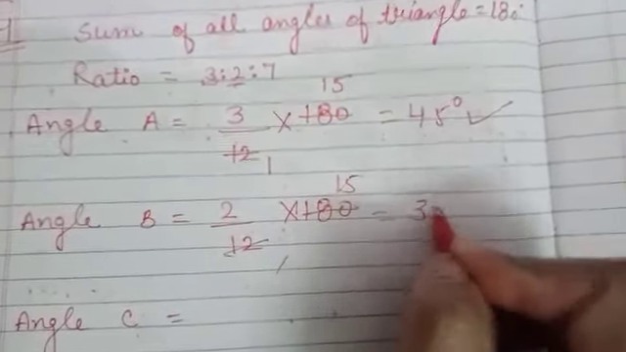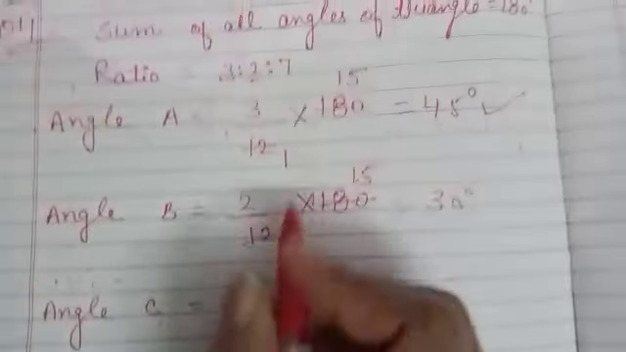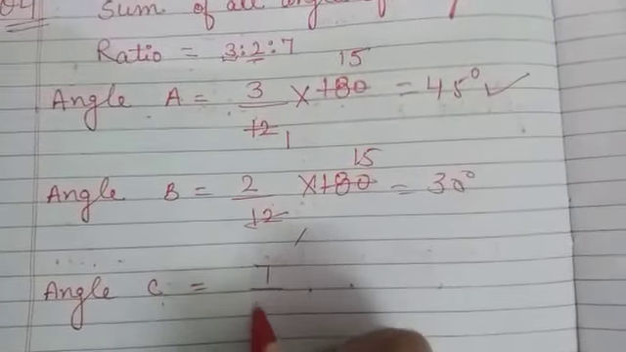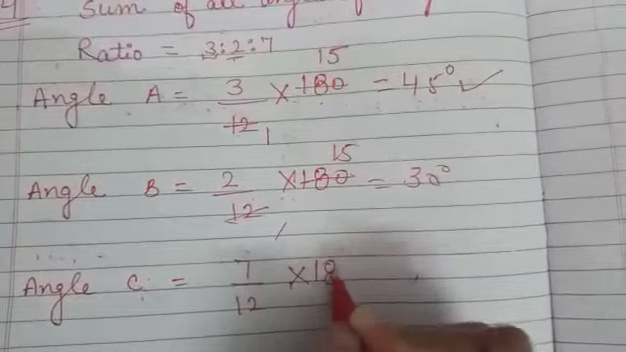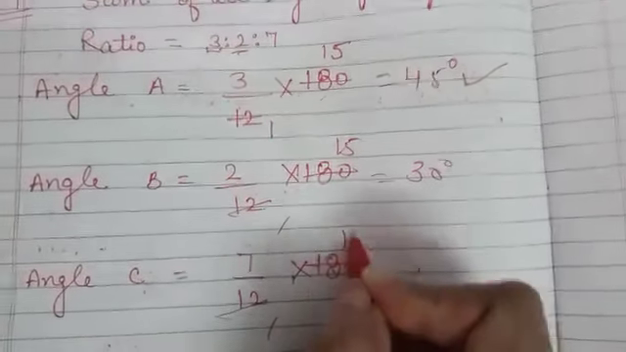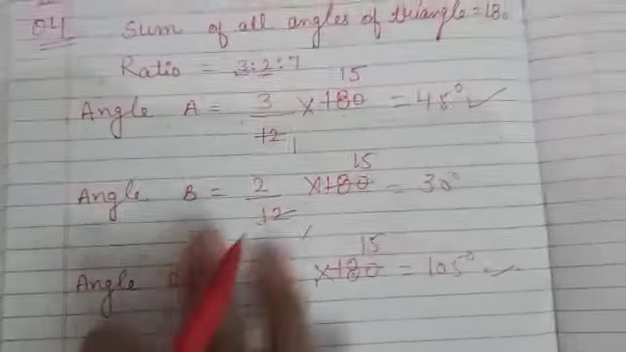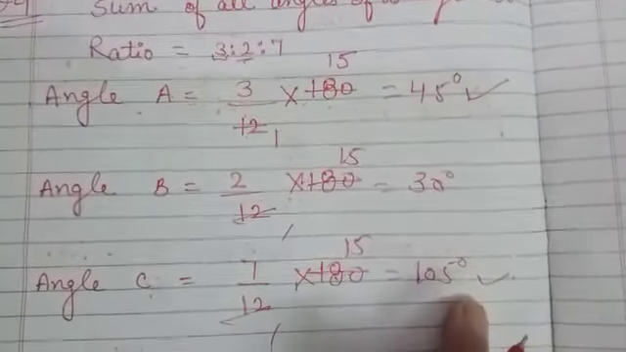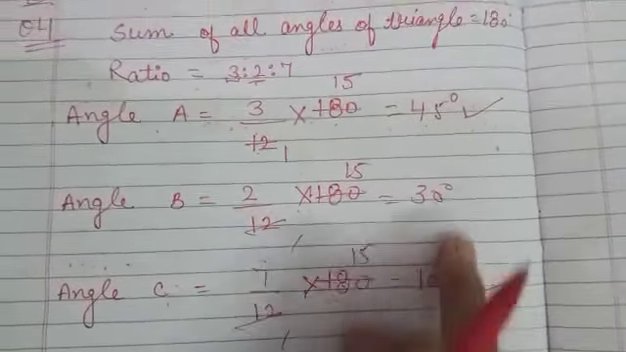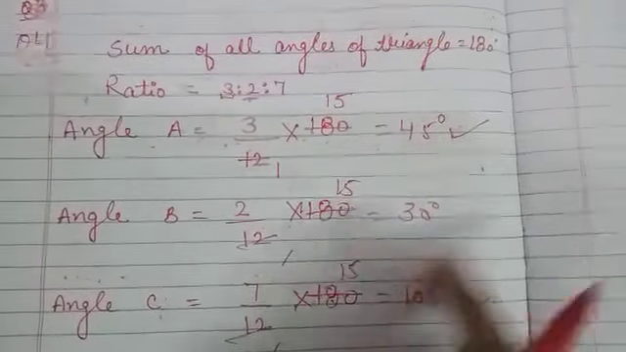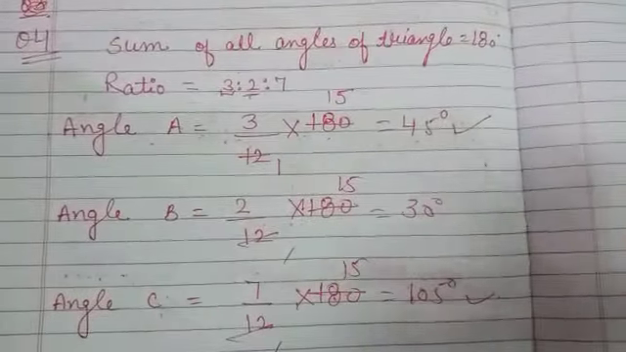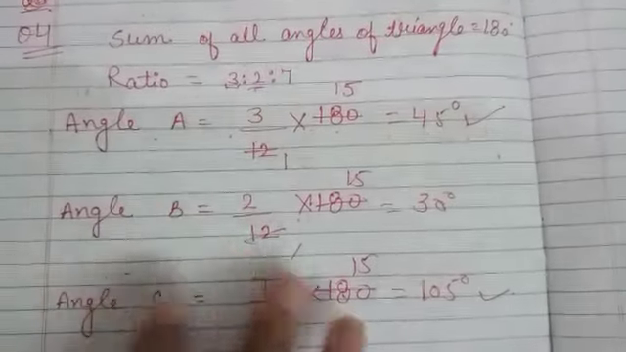30 degree. Next is 7 into 180. 105 degree. Clear? These are all the angles of the triangle. You can find whether the question is right or wrong by adding all the angles. अगर इसका आंसर 180 आ रहा है then it's correct, otherwise it's a wrong question.